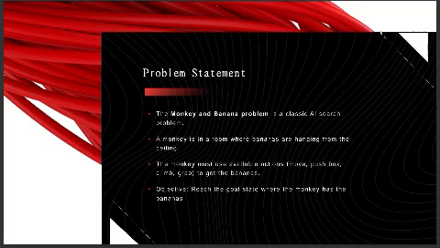The monkey and banana problem is a classic AI search problem where we imagine a monkey is in a room where the bananas are hanging from the ceiling, and the monkey must use the available actions such as move, push box, climb and grab to get the bananas. The objective is to reach the goal state where the monkey has the bananas.